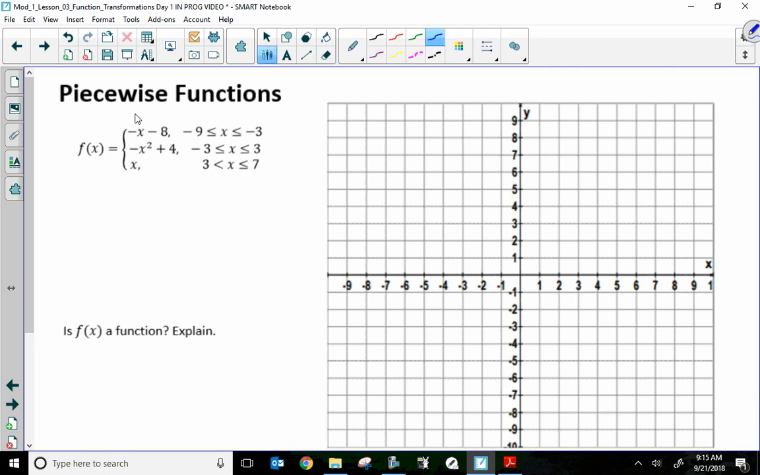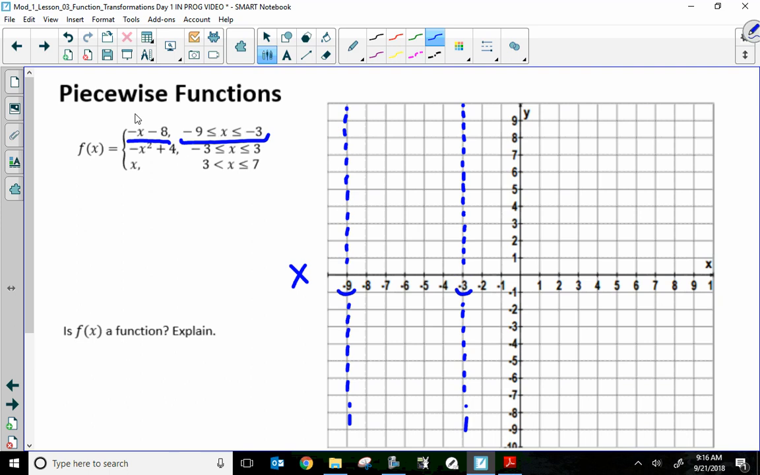You see the top one right here, negative x minus 8. That is going to be graphed when x is negative 3 to negative 9. Here's our x-axis. Here's where x is negative 3, and here's where x is negative 9. You don't have to draw this. I'm just trying to give you a visualization. In between these two lines, I'm going to graph negative x minus 8.